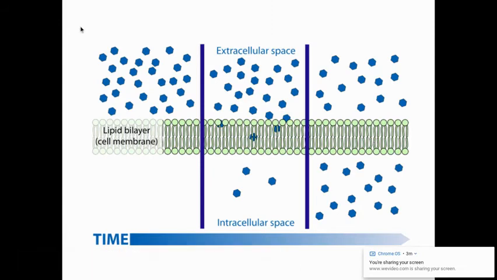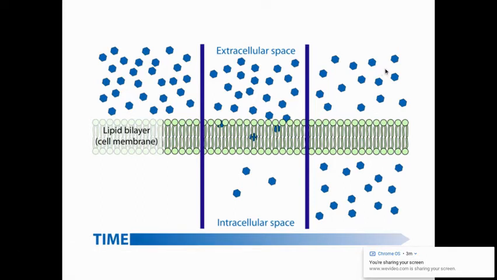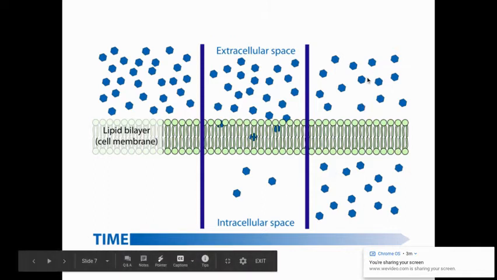And here's another good visual. We want equilibrium. We want the same amount of molecules on both sides, just so they all have their own space. So we start with a whole bunch, an area of high concentration, and it naturally just wants to move away until we finally get equilibrium.